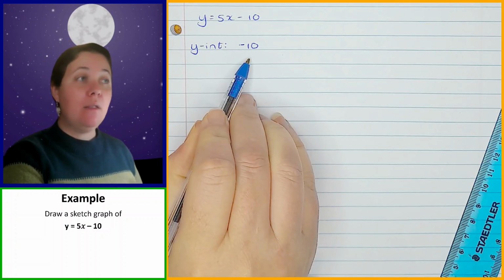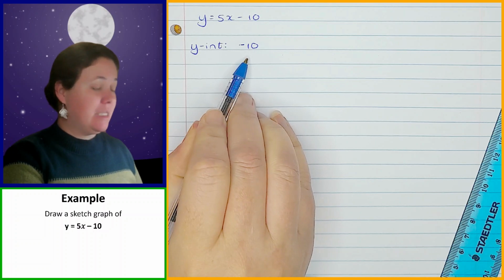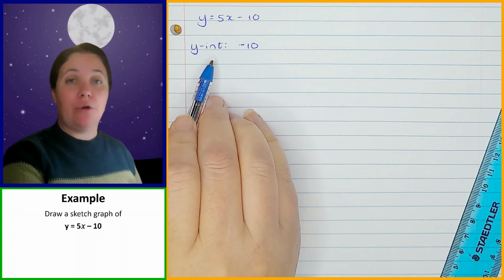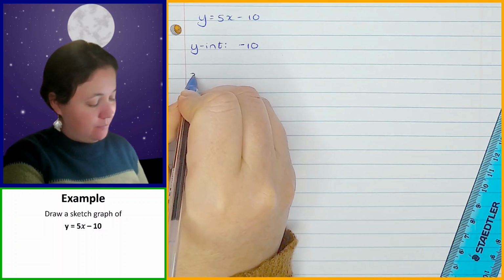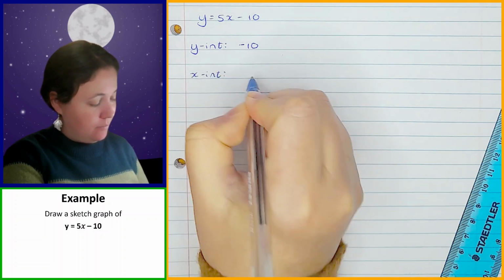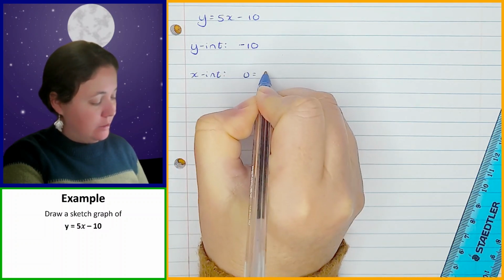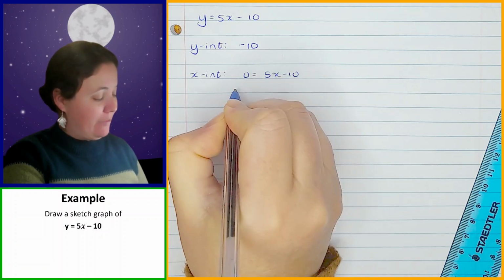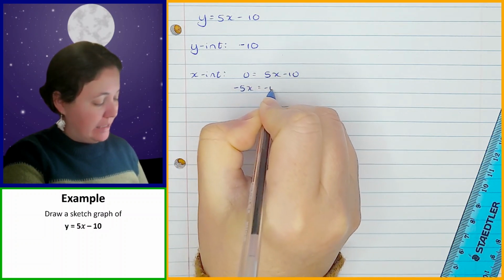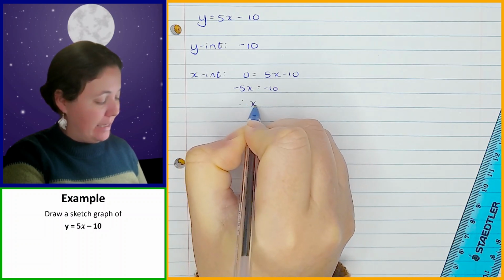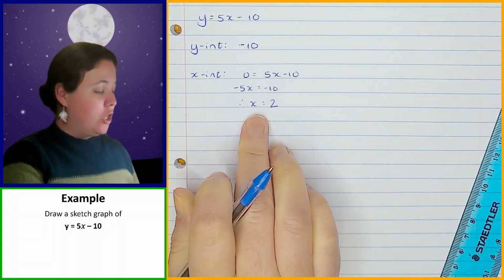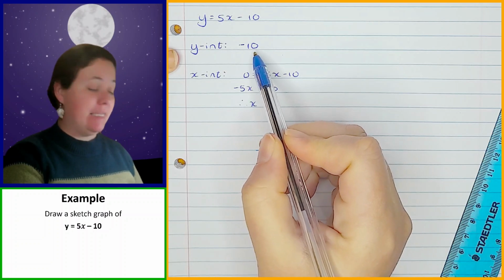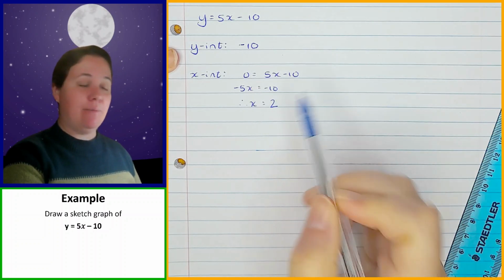Then my x-intercept I get by making y 0 and solving for x. So I say 0 equals 5x minus 10, and then I'm going to solve for x. So I have negative 5x equals negative 10, divided by negative 5, so therefore x is equal to positive 2. So my y-intercept is negative 10, and my x-intercept is 2.